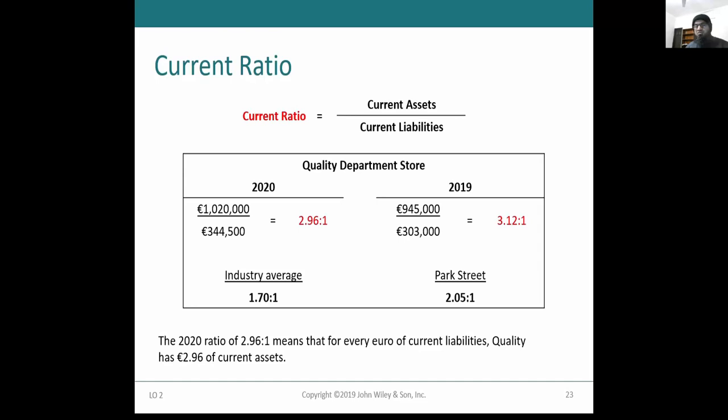Some orthodox authors also say that this should be 2:1 or more than 2:1, as we see in this particular company's case, that it is actually more than 2:1, right? So this means that we have 2 times as many assets as our current liabilities. So we have a sufficient amount of current assets to pay off our current liabilities.